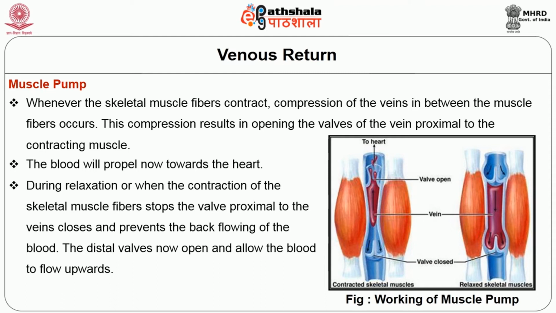Now look at the diagram. On the left hand side, the muscles are contracting. When the muscles are contracting, the blood in the veins is pushed upwards towards the heart. The valves open and the blood in the veins is moved towards the heart. On the right hand side, you will see in the diagram, when the muscles are relaxed, the blood in the vein will not come out because the valves allow only flow of blood towards the heart, not in the reverse direction. So, when the muscles are relaxed, blood will not flow towards the heart.